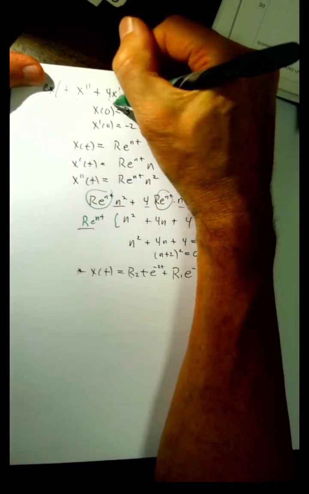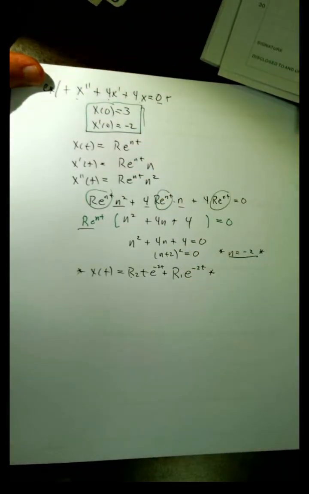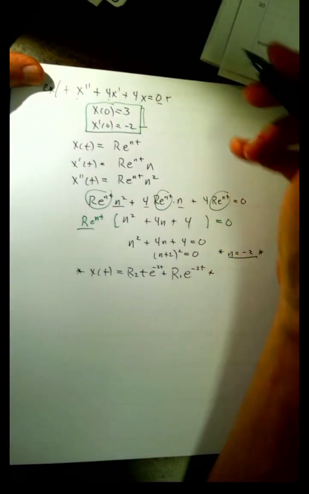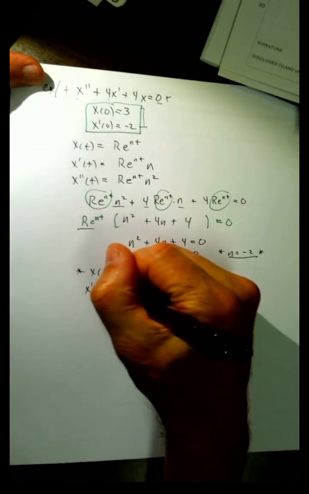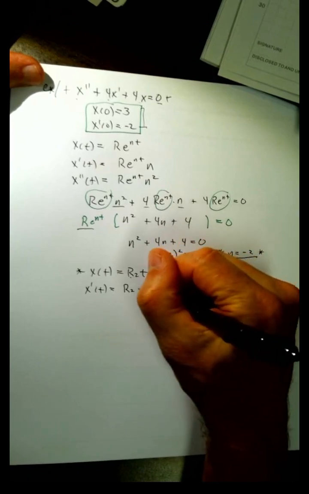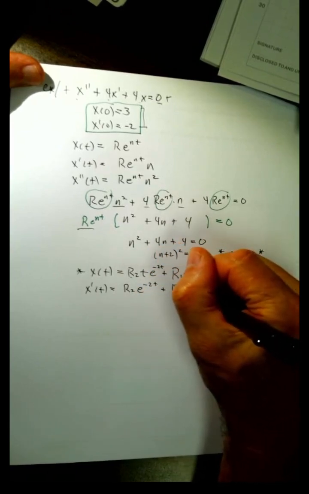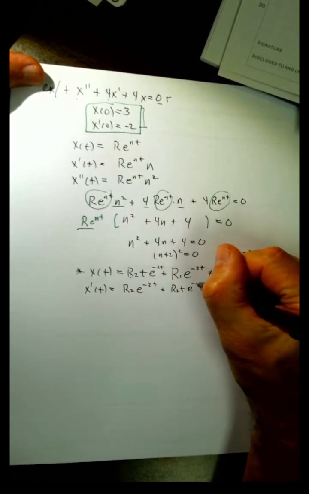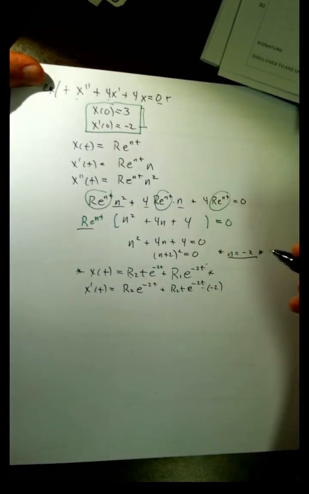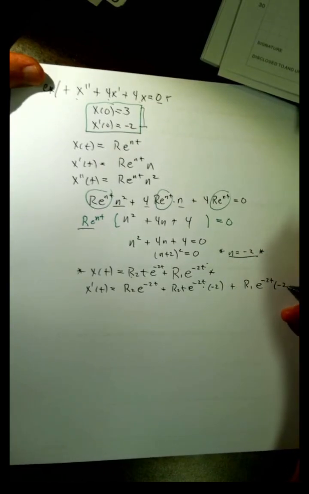And I am going to now use this information to figure out what is the value of r1 and r2. And so to do that, I'm going to need to find a derivative for this. So I'm going to do that first. To use the product rule, derivative of t is 1. Derivative of e to the minus 2t is e to the minus 2t times minus 2. Now the derivative of this term is r1 e to the minus 2t times the derivative of minus 2t, which is minus 2.